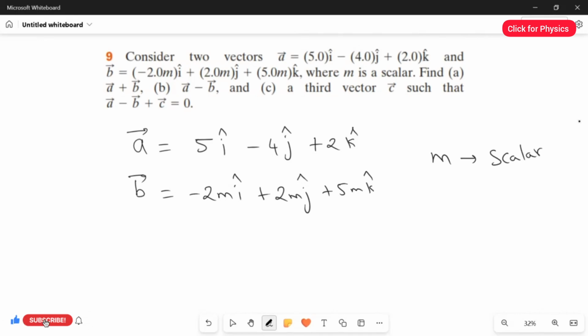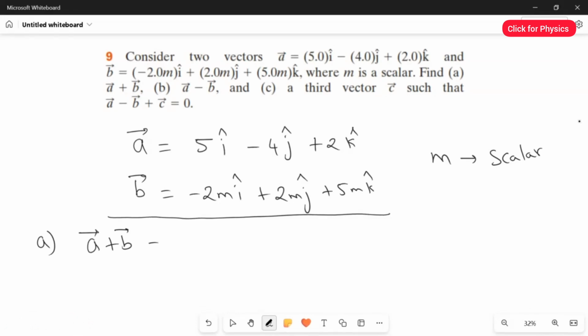Now we are going to answer the first question. So what is the first question? We are going to add vector A with vector B. What I told you just before: m is not a meter, m is a scalar. So when you are going to add these two vectors, you should not add 5 with minus 2. Clear? This is connected with a scalar, so you should not add this directly.